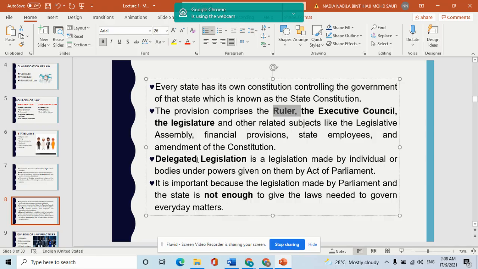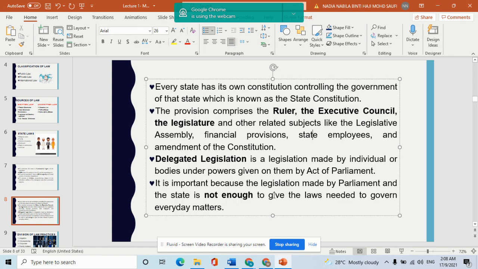So, delegated legislation is legislation made by individuals or bodies under powers given to them by the Act of Parliament. Delegated legislations here are the people who will be drafting your law. As an example, for Selangor, it will be the Selangor Bar Council. It is important because the legislation made by Parliament and the state is not enough to give the laws needed to govern everyday matters.